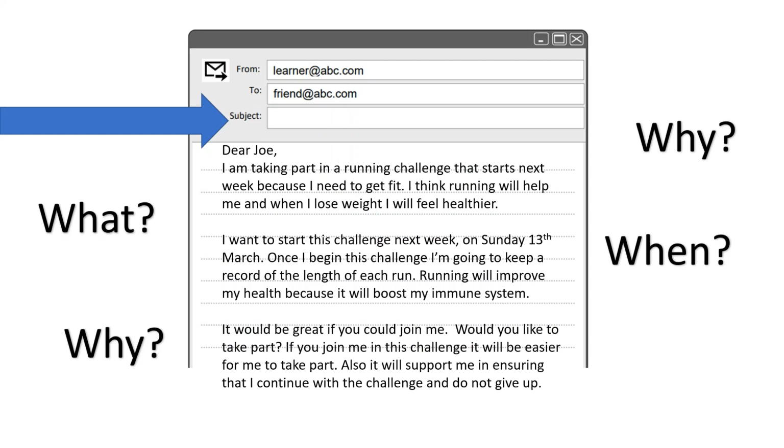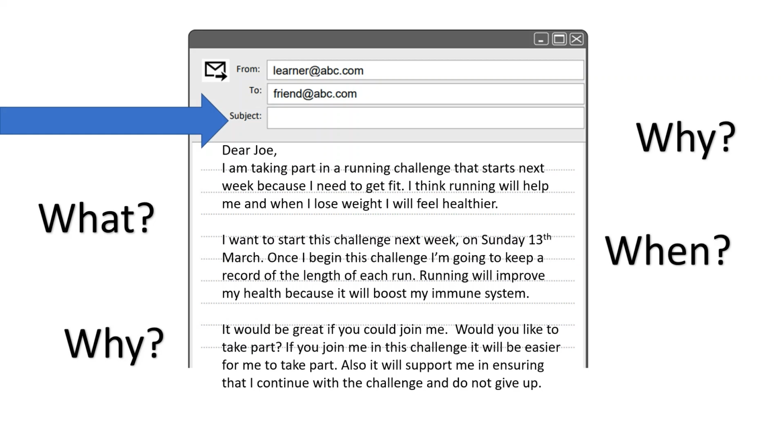In the email itself, you need to make sure you've followed all of the bullet points and you're clear that you understand how your email is going to be marked. So for this example, we had to answer the questions what, why, when about this running challenge.